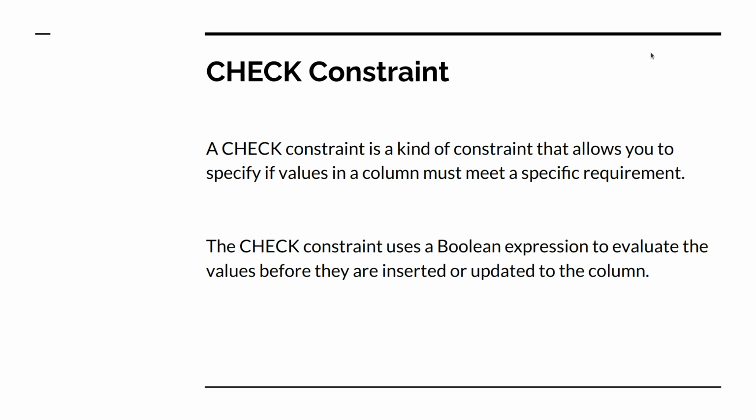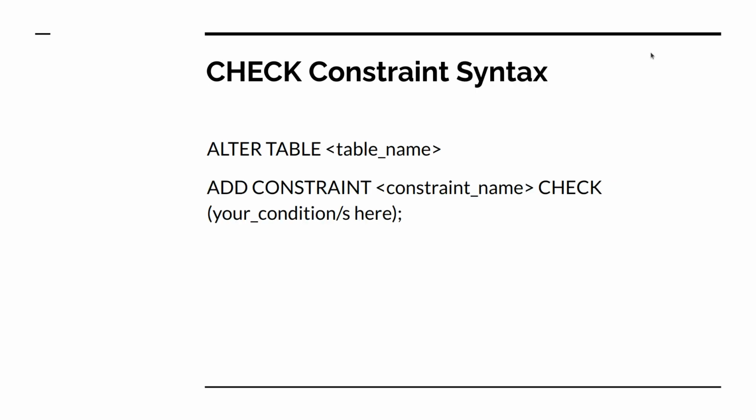Here you can see the syntax of adding a check constraint to an existing table. We just need to use the alter table command and then add constraint with our constraint name, like we did with the not null constraint and the foreign key constraint. Then you use the check keyword and provide your boolean condition. Now let's add this constraint to the employees table.